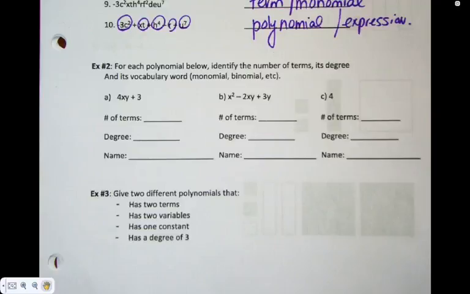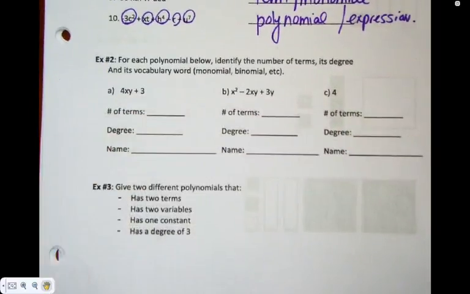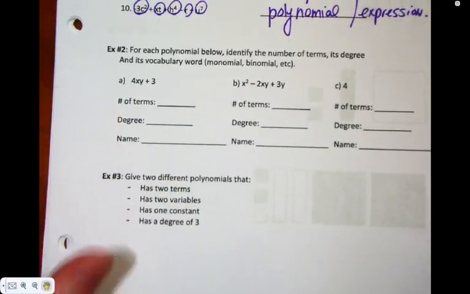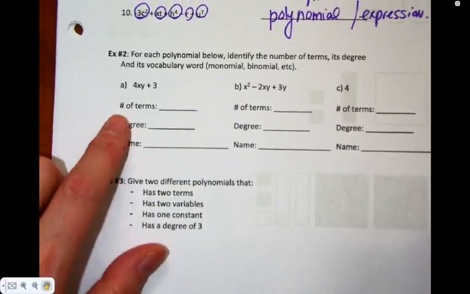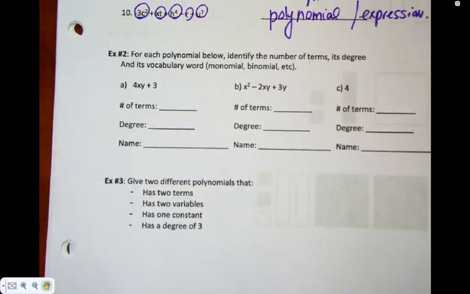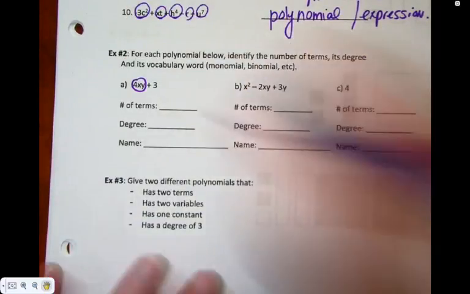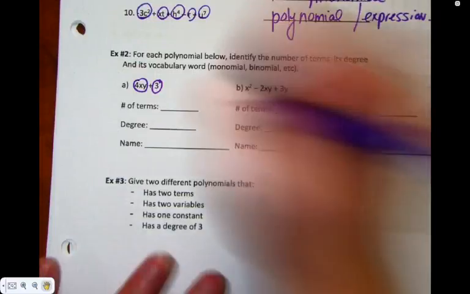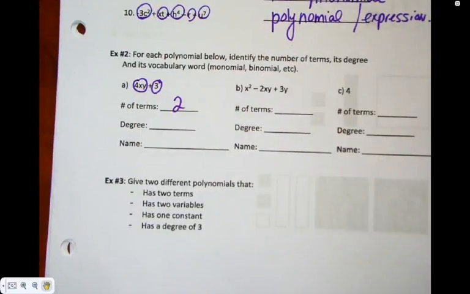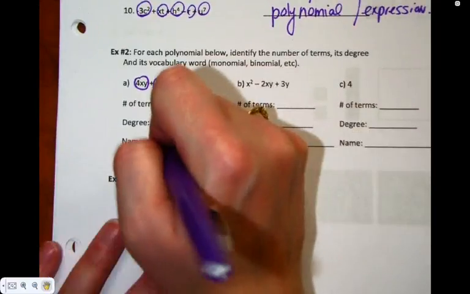Second thing we need to do is for each of the polynomials below, identify the number of terms, its degree, and its vocabulary word. So what is its name? And these are just 3 separate questions: the number of terms, the degree, and its name. An easy way to get the number of terms is to circle just like we did above. What's the first term you see? So what's the first group of things that are all smushed together? 4xy. What's the second term? 3. How many terms? 2. I'm going to jump right to the name. 2 terms mean we call it a binomial.